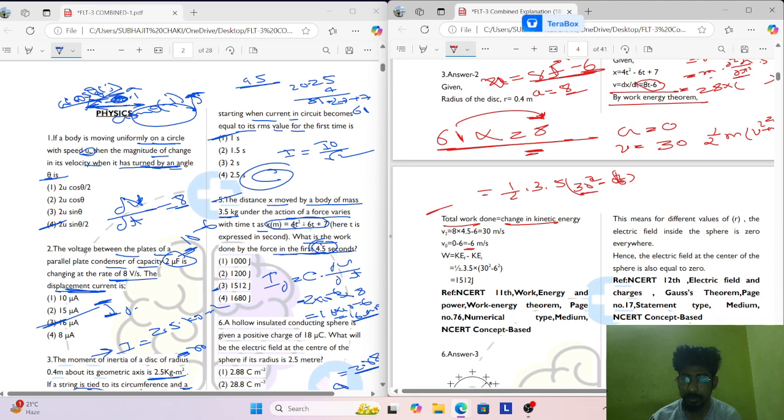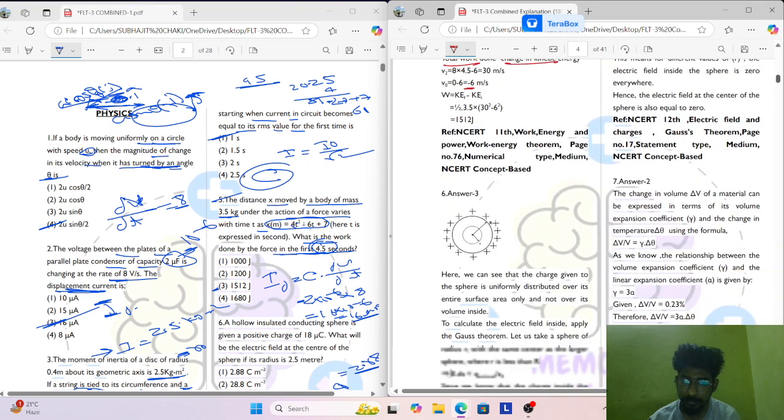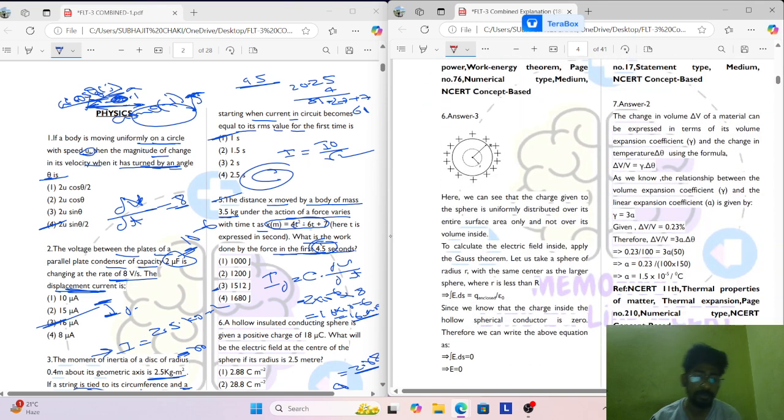That means it is equal to 900 minus 36. 900 minus 36 means 864, divided by 2 into 3.5. 432 into 3.5 means what? You will get 1512. Okay, by these two methods you can calculate, right?